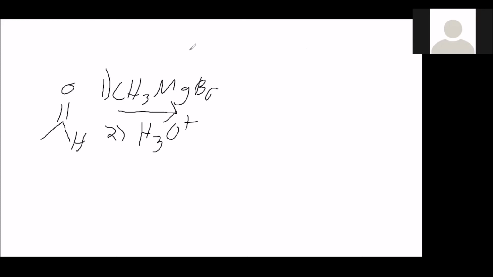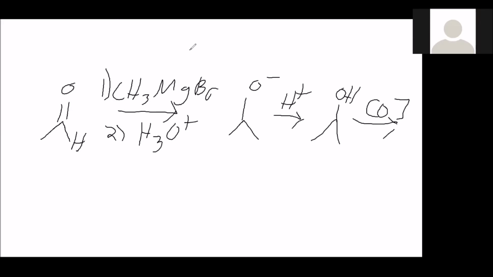The methyl attacks the carbon, kicks up the oxygen. That's step 1. And then step 2, we protonate that to make a secondary alcohol. And of course, we just then oxidize that again. And now we have gone from an aldehyde to a ketone.